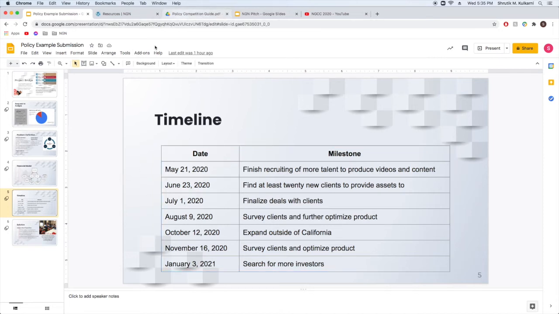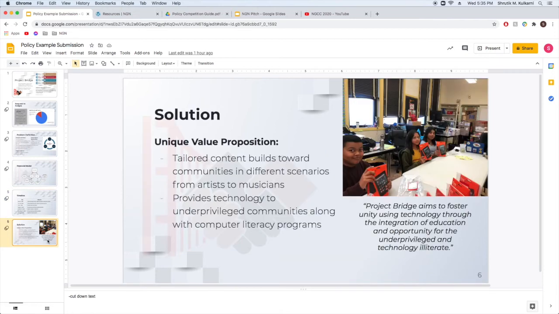So last one is the solution. Pretty much this is once again the bare minimum for the solution. Essentially you just talk about why it works. Once again, you need to provide statistics. I cannot stress this enough. Statistics are very important, but this is the bare minimum. So you need to show that you know exactly what you're talking about.